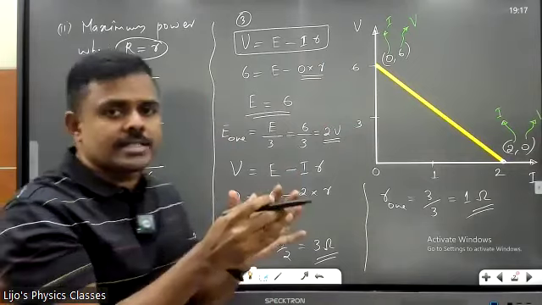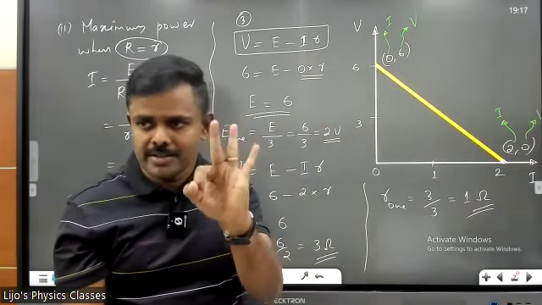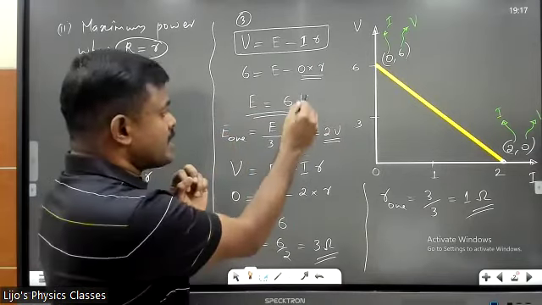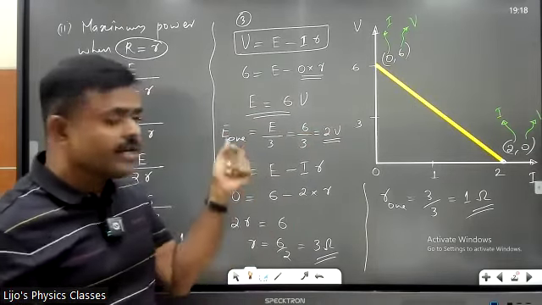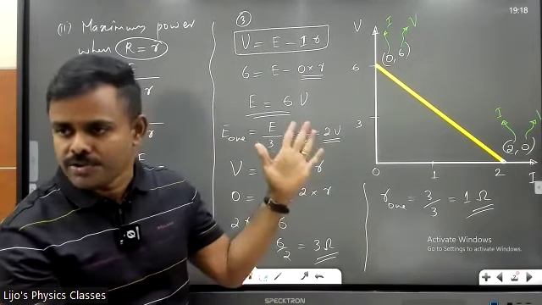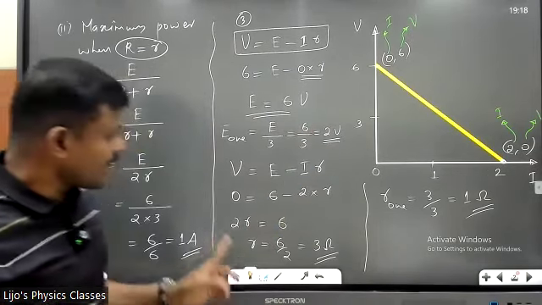But in the question they say there are 3 cells. So 3 cells, 6 volts. One cell would be E by 3. That will be 6 by 3 is equal to 2 volts. Got it?